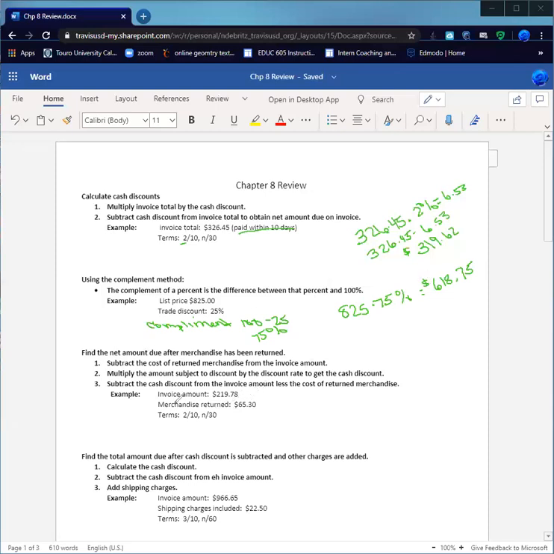So then the next thing we did was find the net amount due after merchandise had been returned. So the first thing you do is subtract the cost of the returned merchandise from the invoice amount. So my invoice amount is $219.78 and my returned merchandise is $65.30. So I'm going to subtract those two numbers. I'm going to subtract the $65.30.